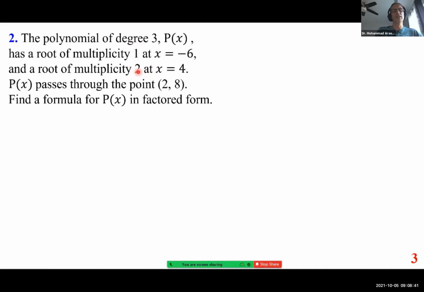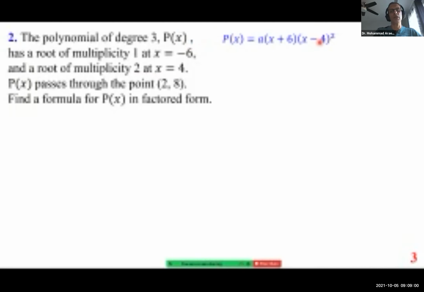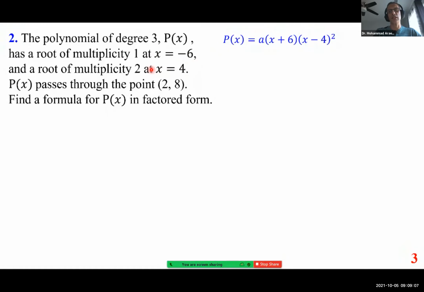And what is the leading term and leading coefficient? We don't know. So we call it a. So a times x plus 6. Why x plus 6? Because x equals -6. Times x minus 4. Why? Because x equals 4. Multiplicity of 1, this one has no exponent. Multiplicity of 2, this one has exponent 2. And I hope you realize the degree is 3 right here. So all we need is one more pair and it's given.